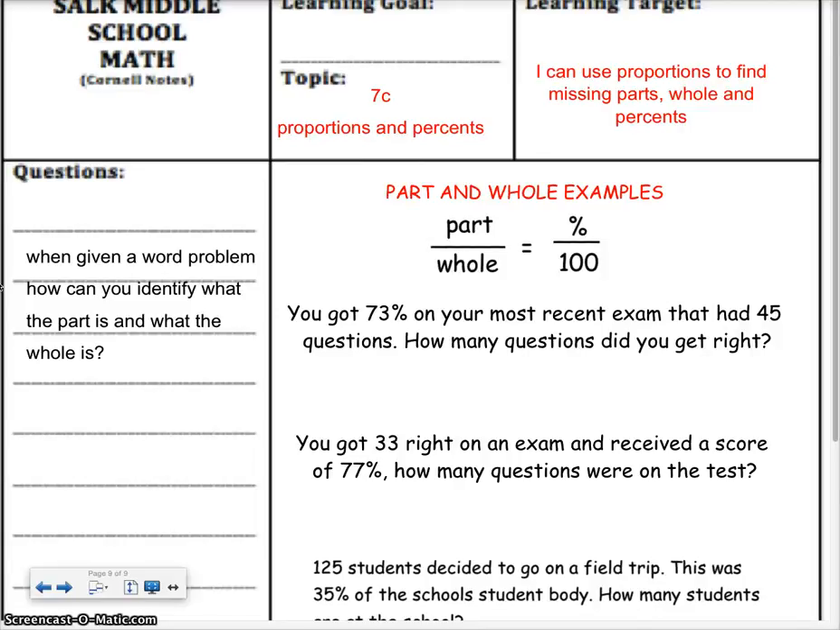We are moving on with our proportions and percents. Yesterday we did "is" and "of," and it got a little complicated knowing what an "of" and an "is" are when there's word problems involved. So there's an easier way to do it when there's a word problem involved. Your learning target today: you can use proportions to find missing parts, wholes, and percents.